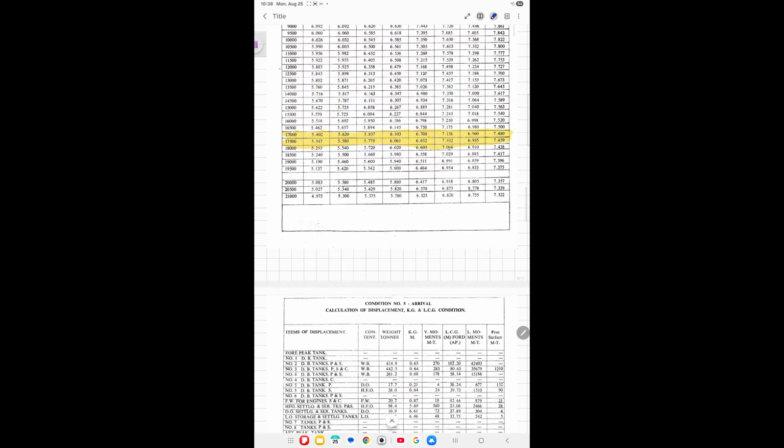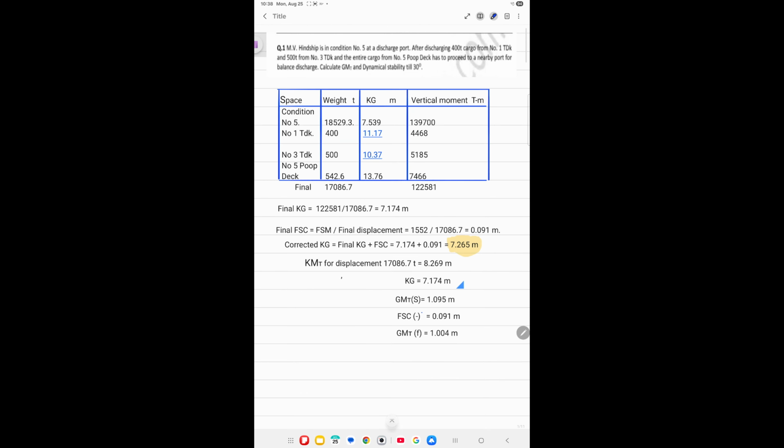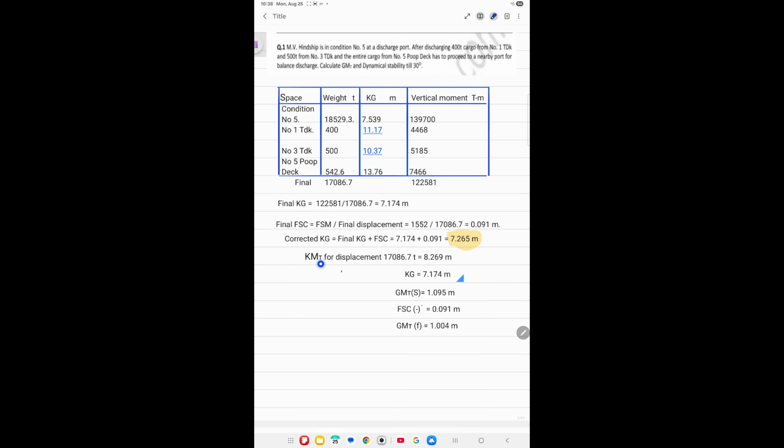Okay, and then after interpolation I get 8.269 meter KM minus KG. This is 7.174 meter. This KG I have taken. I get GM solid. This transverse GM solid is 1.095 meter. Now I subtract FSC 0.091 meter and I get GM fluid, transverse GM fluid 1.004. So this was the first answer, calculate GM transverse, 1.004. And now we go to dynamical stability till 30 degrees.